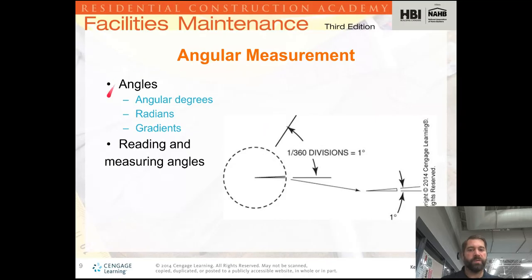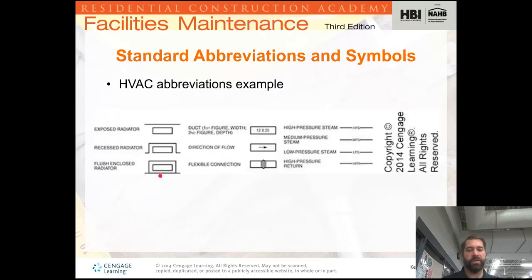Angular measurement, we're not going to get too much into this right now, so don't stress over it. Just know that there's degrees, radians, and gradients. And we can use that for reading and measuring angles.